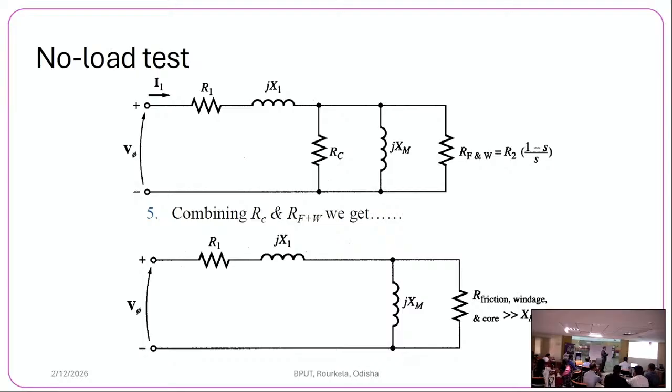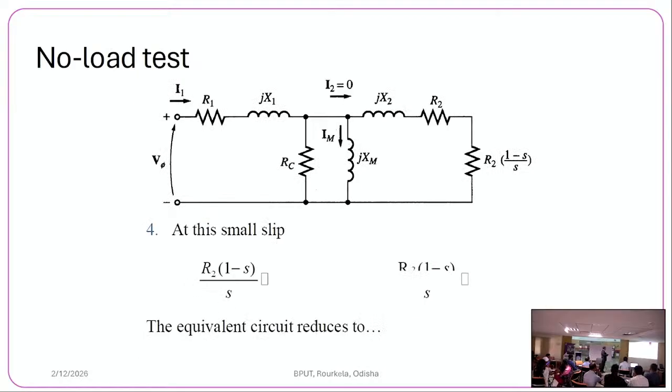The no load test, that is what I have explained. Basically, no load test means the machine is not loaded. If there is no load, speed will be maximum, that is near to synchronous speed. So slip is nearly equal to 0.